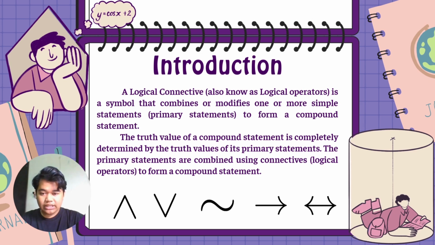The introduction of logical connective. Logical connective, also known as logical operators, is a symbol that combines or modifies one or more simple statements or primary statements to form a compound statement. The truth value of a compound statement is completely determined by the truth value of its primary statements. The primary statements are combined using connectives or logical operators to form a compound statement. The examples of logical connective are conjunction, disjunction, negation, implication, and biconditional.